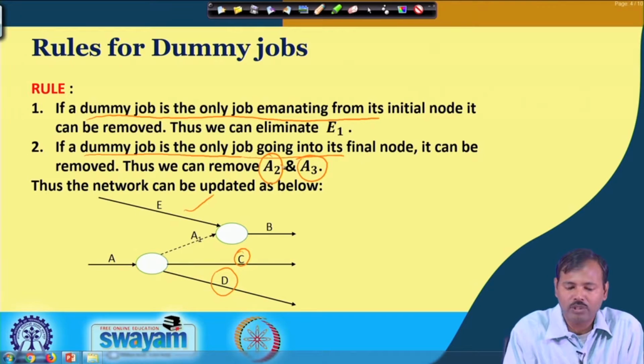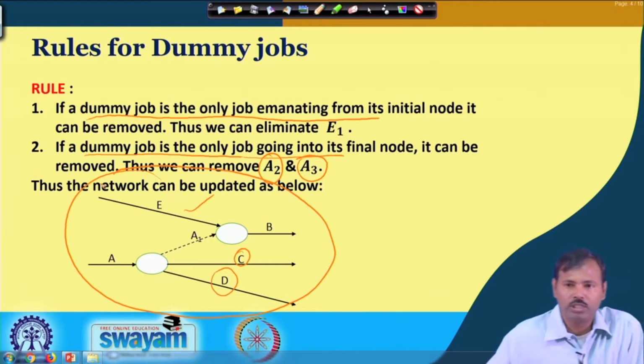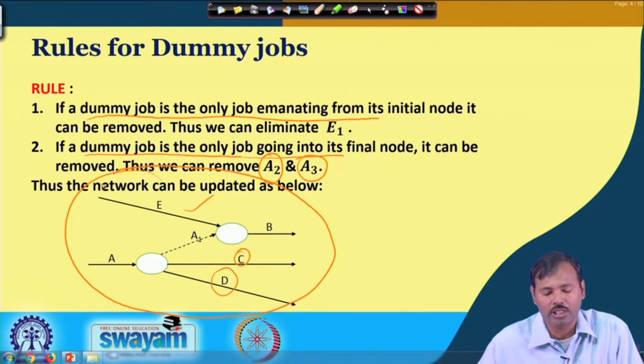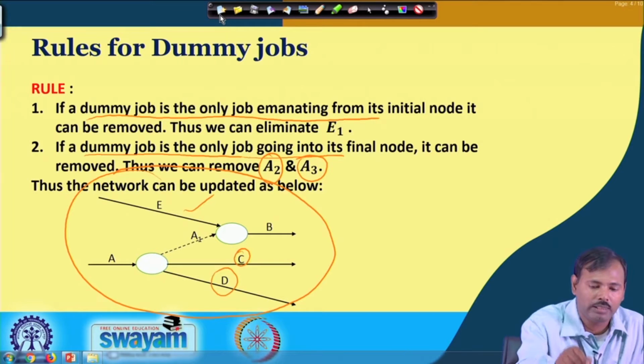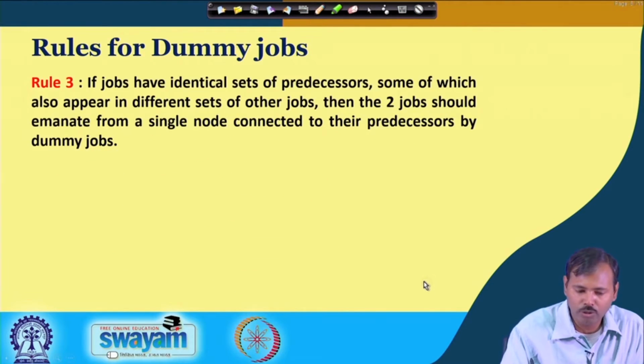So, that is why by this way we are able to remove A2 and A3 jobs, because if we are removing that one, then also the outcome of the complete network will remain same, but the analysis time given to the computer will be much less, as earlier the computer needed to analyze 3 more dummy jobs, which is not required at this stage.